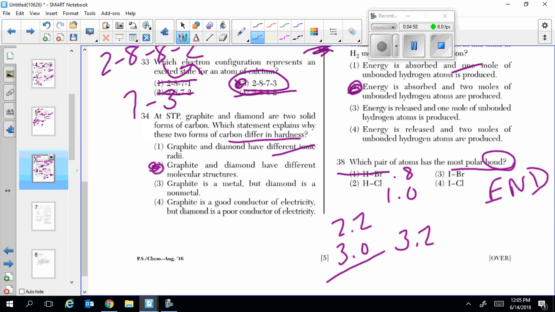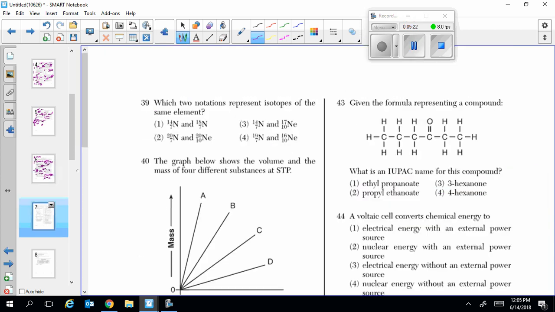I with Br and I with Cl. So I'm looking up I, I'm flipping over. All right, 2.7, and then Br was 3.0, so that's going to be lower, and 2.7 and 3.2, that's going to be lower. So the most polar has the greatest electronegativity difference. It would have to be HCl.